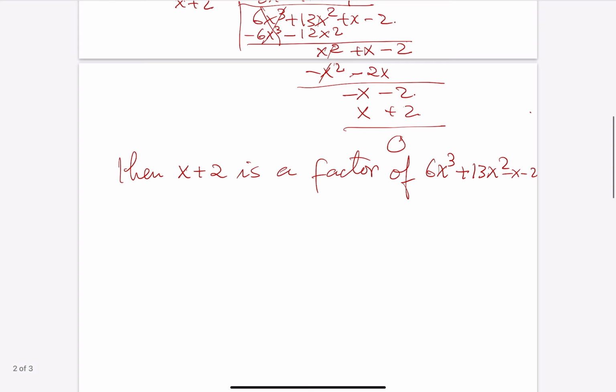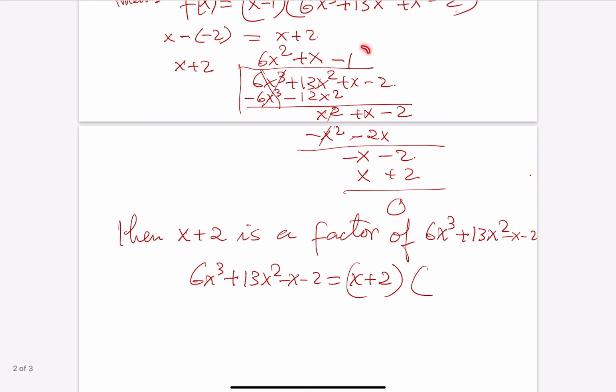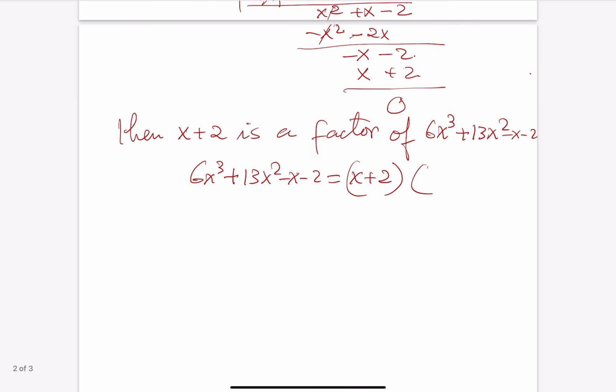What does it mean? It means 6x to the third plus 13x squared minus x minus 2 is equal to x plus 2 factored by this one here, times this one. Let me give you one simple example. If you have 12 divided by 3, for example, 12 divided by 3 is equal to 4, with remainder 0, right?